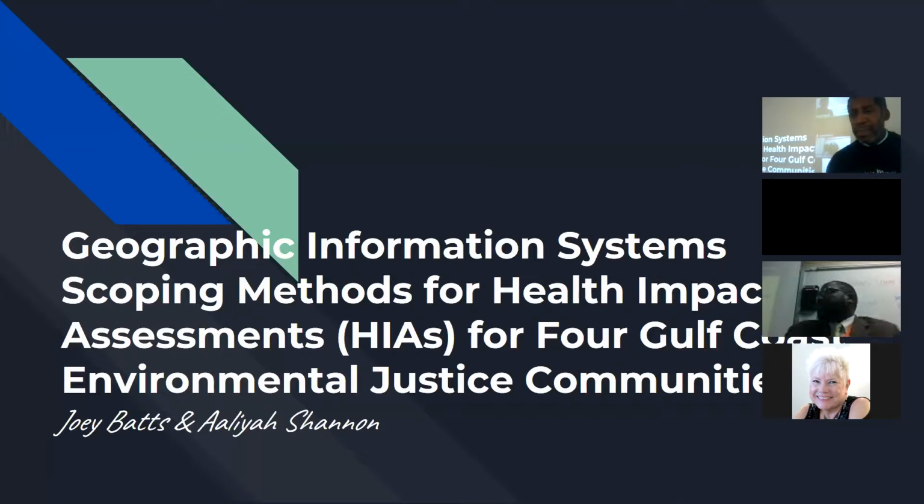And the second objective is, of course, to assess the utility of some of these GIS tools in empowering communities to do their own health assessments or to do their own research. In other words, how can these tools be used in community-based participatory research?